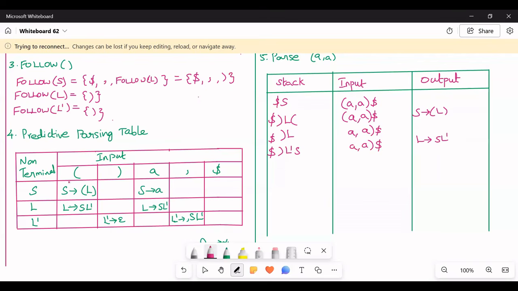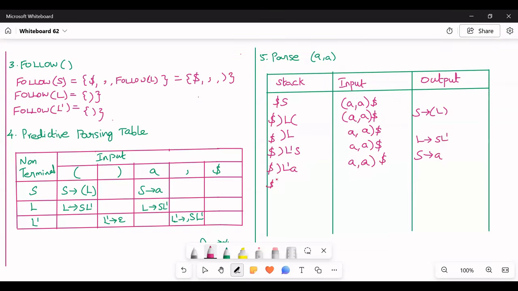Then S and A. So refer to the table. S and A is S tends to A. So S tends to A must be written in the output, and remove S from the stack and push A. Then here no change. Then the top of the stack is A and the current input is also A. So remove both and write dollar right parenthesis L dash. Remove A here and here also.